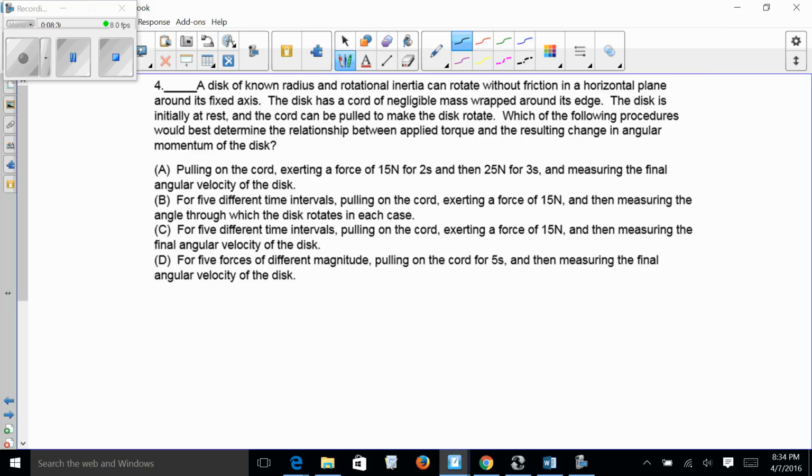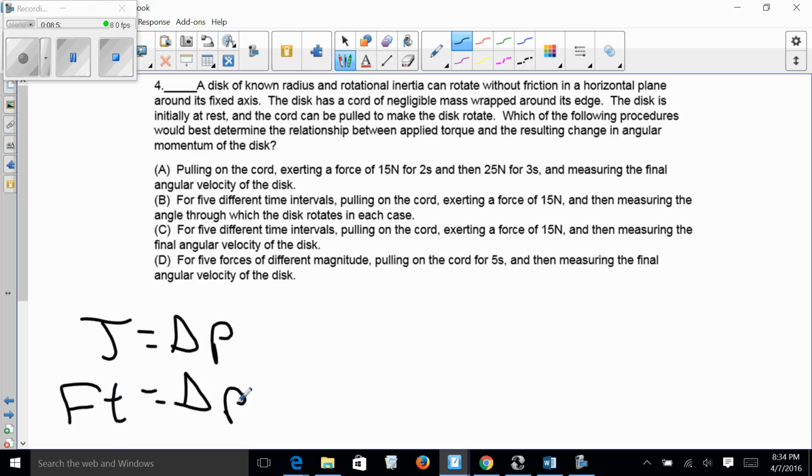We talked about this one in class too, but we can recap it. Remember, impulse equals change in linear momentum, right? And I can define impulse as force times time equals change in linear momentum. Well, we have the same exact thing. If I have a rotating wheel and I apply some force at some distance from the axis, the wheel's moment arm, or the axis of rotation, then I have a torque. So I can have a rotational impulse just like I can have a linear impulse.